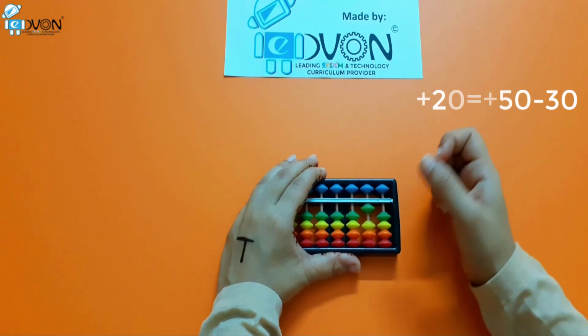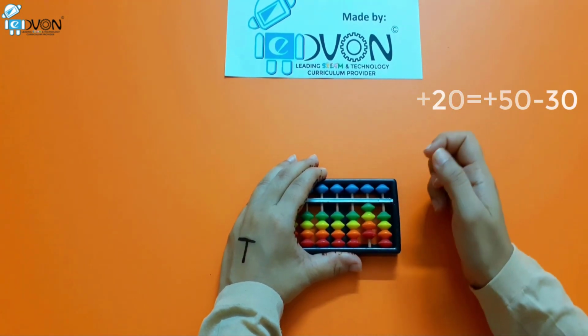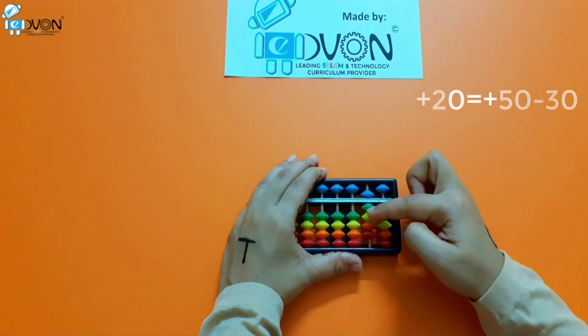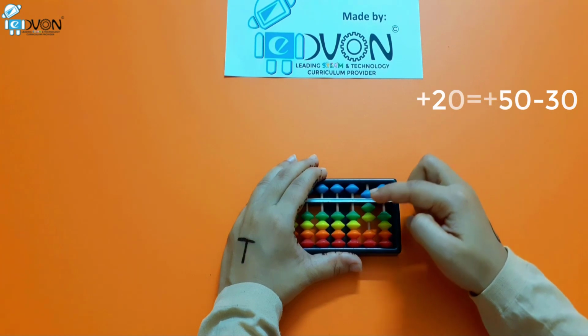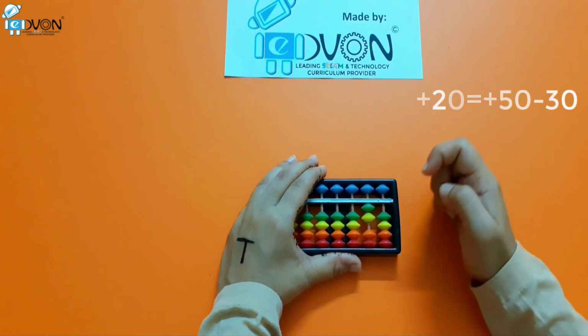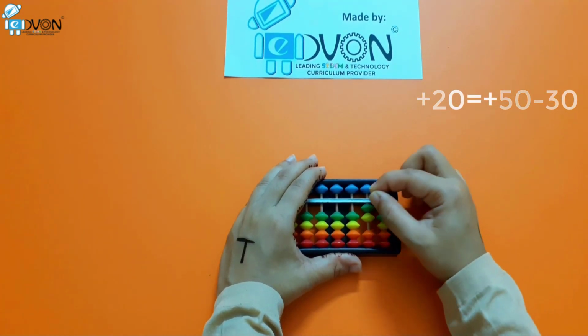10 plus 30 plus 20, plus 10, minus 50. Answer 20.